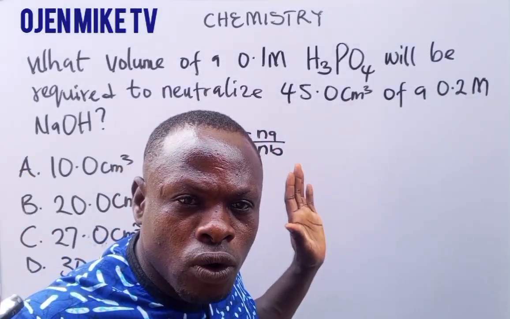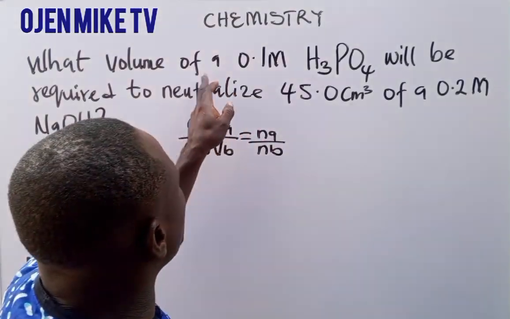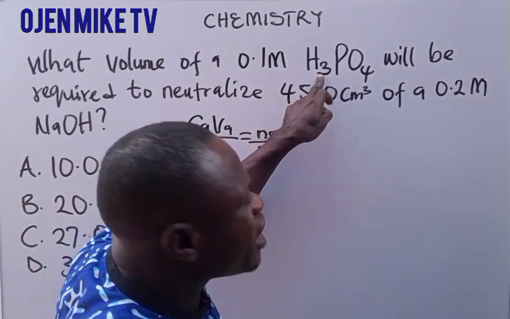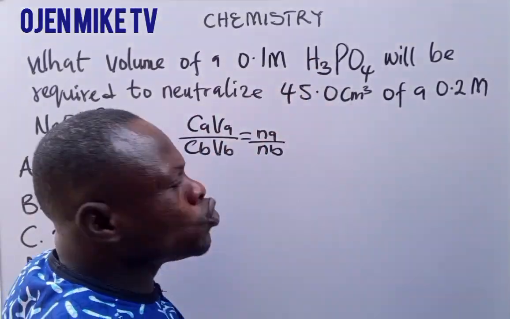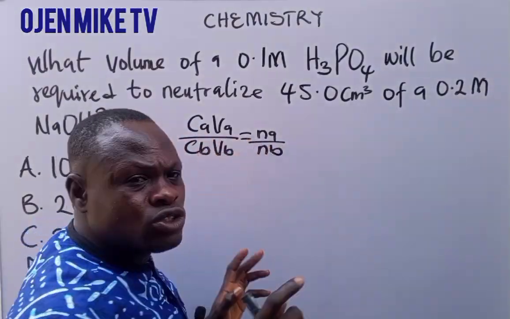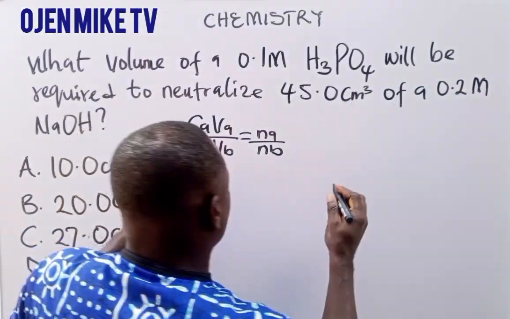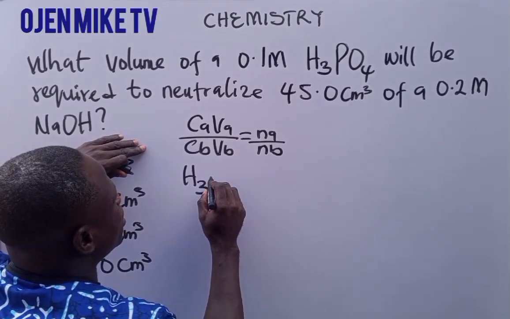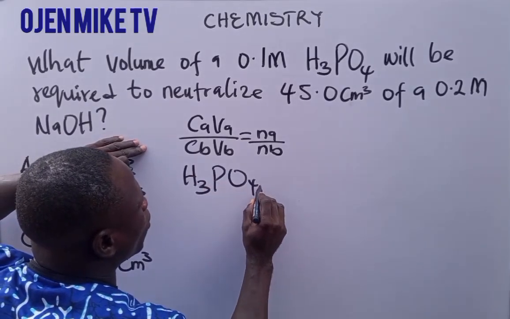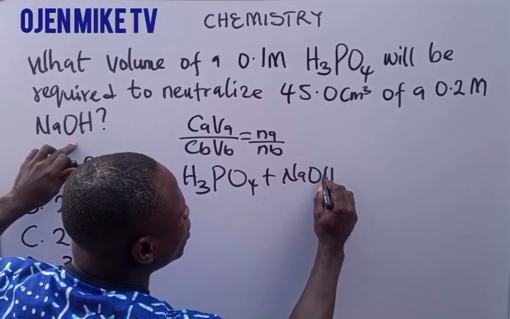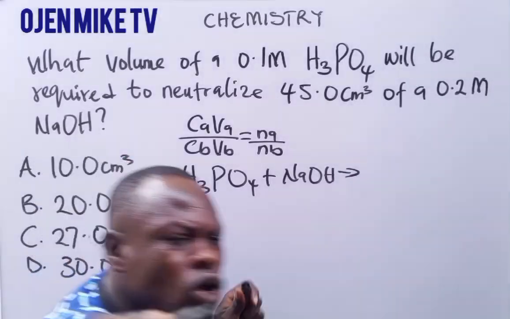NA and NB are simply your mole ratio, which we are going to get by balancing the equation. You say this acid reacts with this base to produce what? What is their mole ratio? Because we are going to require it to fit into this formula. So let's go. This acid, H3PO4, plus this base, NaOH, will react to give you what?